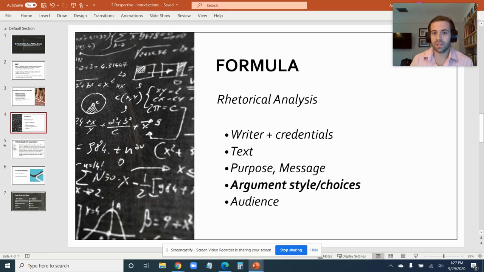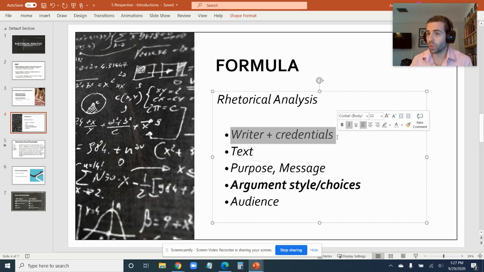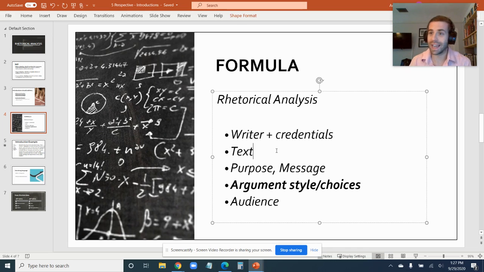So we've got to start off with always addressing the writer and who that writer is: President George Bush, famous mathematician Albert Einstein. Their text that they used. So what's the name of it, and what type of text is it? Is this a speech? Is this a play? Is this a letter? Is this an essay? We should identify the purpose as well as the message of that text. So kind of here's the author's big idea.